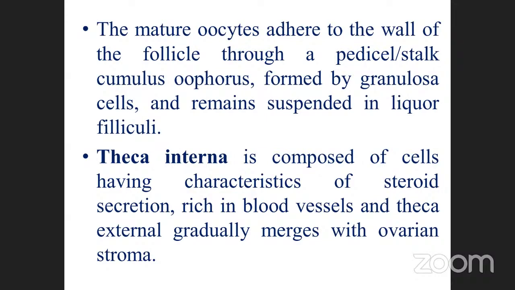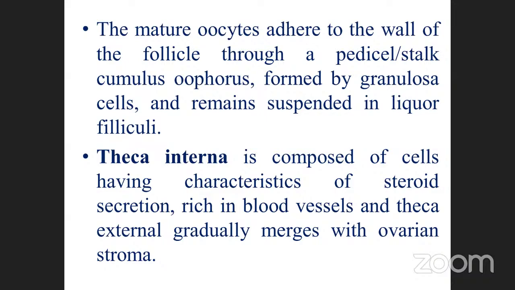The theca interna is composed of cells having characteristics of steroid secretion, rich in blood vessels, and the theca externa gradually merges with the ovarian stroma. That means the ovarian stroma, the blood vessels, and the theca are merged together with the help of the cells, that is, the theca interna.